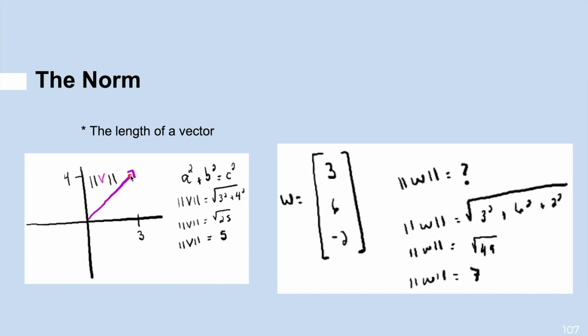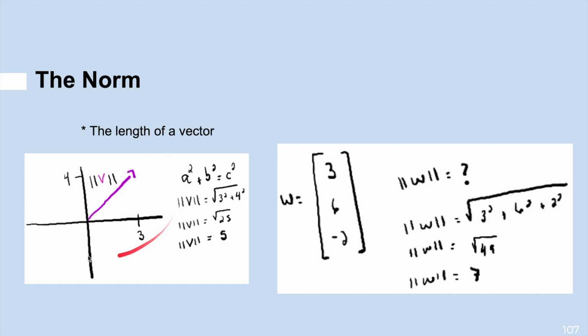The notation for the norm is 2 parallel lines on either side of the letter that's denoting our vector. So here it's just a v. Now to find out its length, we do a squared, so 3 squared, plus 4 squared, so b squared, and we square root that, and our answer is going to be c. So its length, that is 3 squared plus 4 squared is 25, square root of 25 is 5.